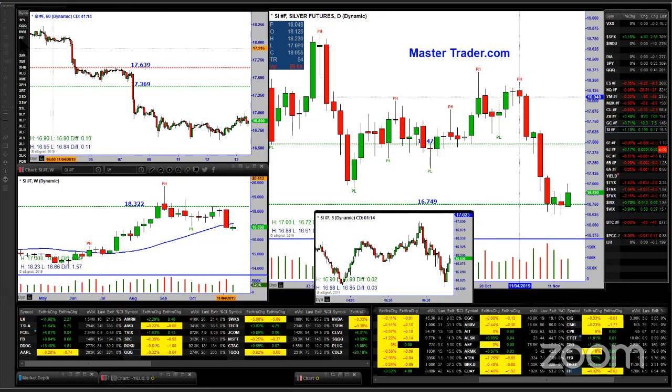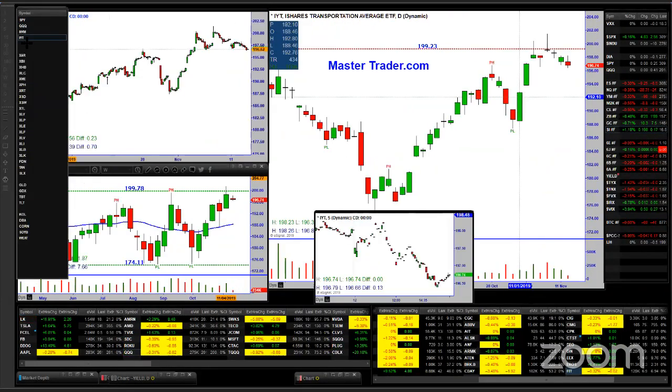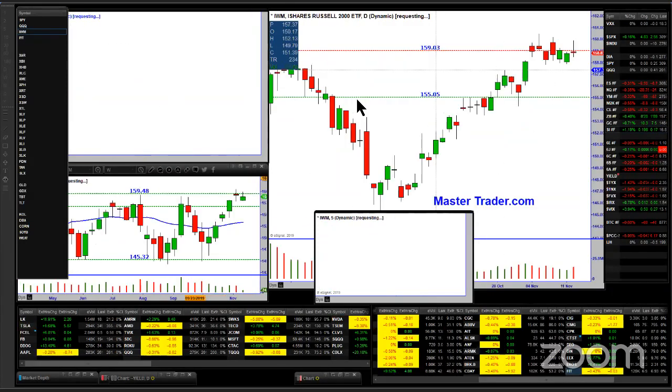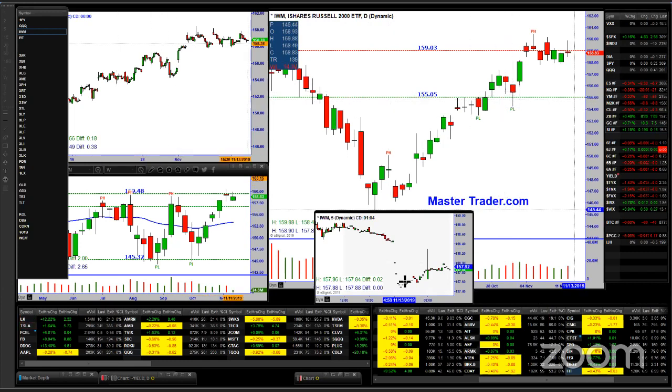And lastly, look at the transports as we always do. Similar story. Got the bottoming tail bar. Not much to go on there. Russell's going to be more or less the same. And you can see it's down. The futures are down there. And 918, all yours, Dan.